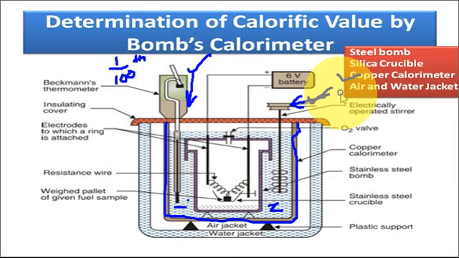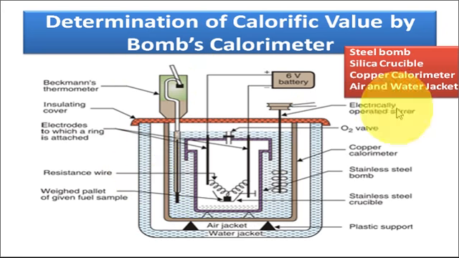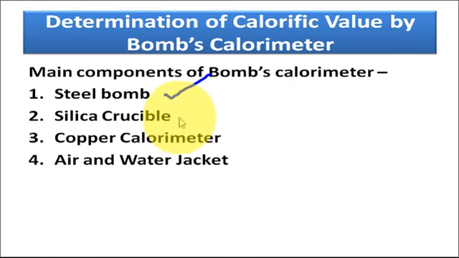Now the fourth part is the air and water jacket. The copper calorimeter is surrounded with the air jacket and the water jacket. These air and water jackets prevent any loss of heat due to radiation. So I hope all the components of the bomb calorimeter are clear to you now. I am just repeating again. The main components of the bomb calorimeter are the steel bomb, silica crucible, copper calorimeter, and air and water jacket.